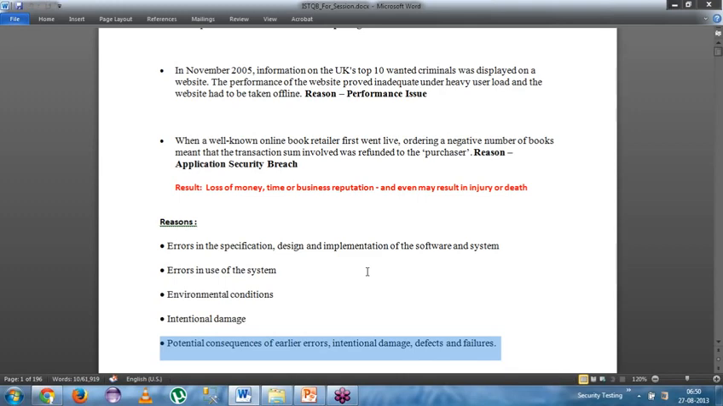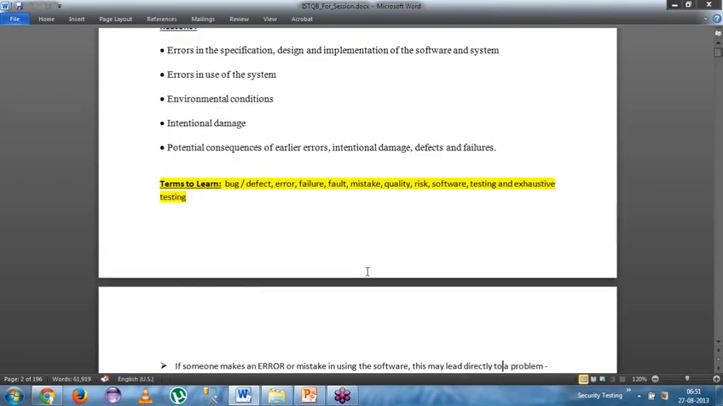In the sense, the problems associated with the system can be due to any of these reasons, right from design till production, the way in which you use it, environmental conditions, and also your intentions matter. Fine. So what we will learn in this particular session is what a bug and a defect are, what we mean by error, failure, fault, mistake, what quality, risk and software testing are, and also what exhaustive testing is.